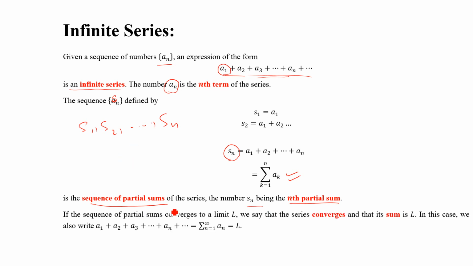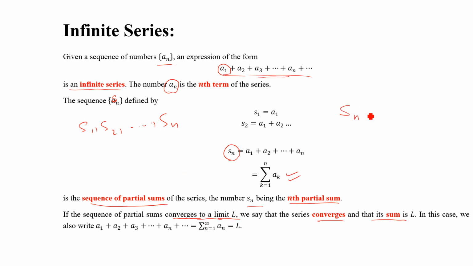If the sequence of partial sums converges to a limit L, and we have discussed the convergence of sequences in section 10.1, so you are familiar with the concept, then we say that the series converges and its sum is L. So what does this mean?